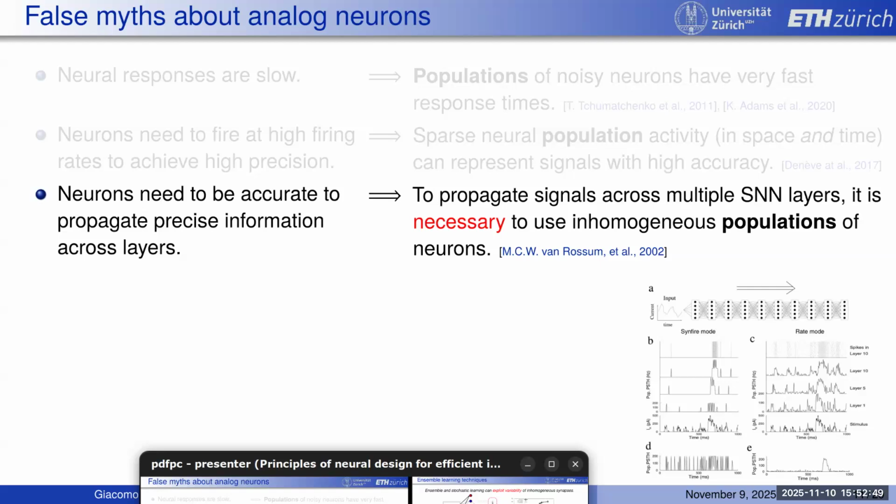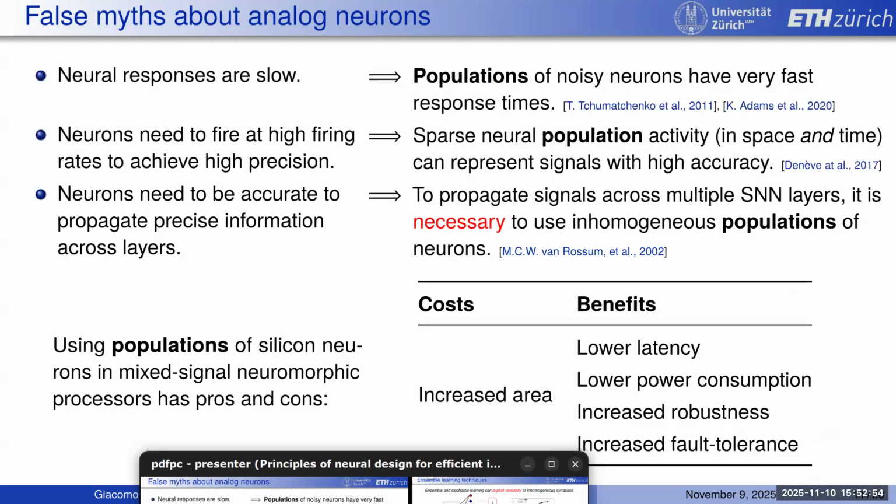And if you have noisy neurons, you get all these added benefits. We do pay the price of increased area. We need to have populations of neurons to represent one of your ReLU units, but you get all these other benefits which were not engineered. We didn't do it by design. We just found it after we had these chips and we started using populations, which is a nice thing.